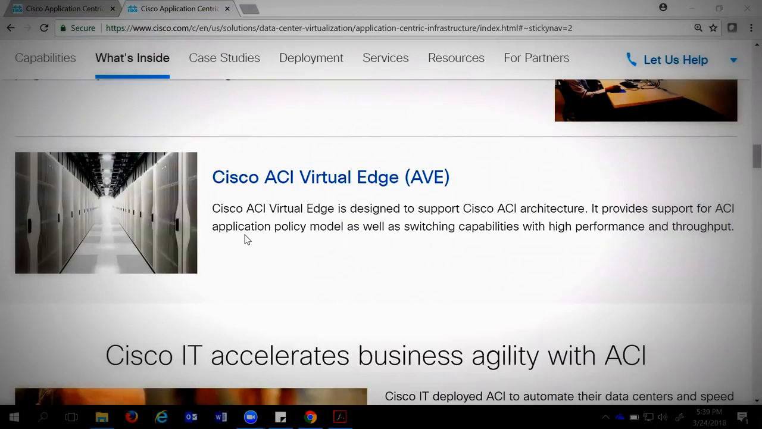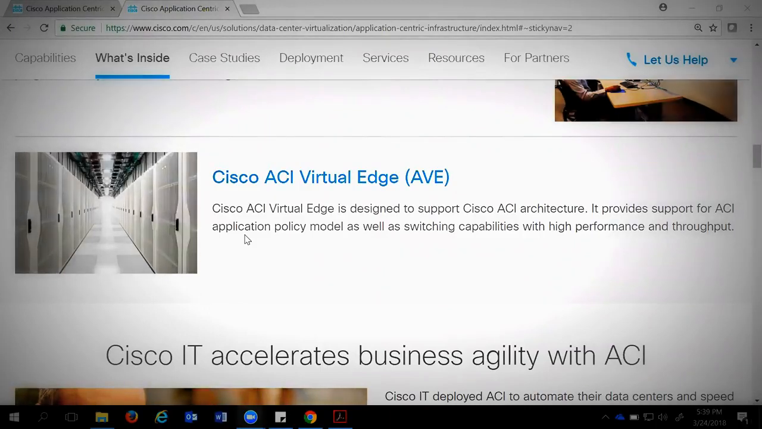It's one of the very new features that has been enhanced in Cisco ACI. But I would say this is just a naming convention that they have changed. Earlier it was called AVS switches.